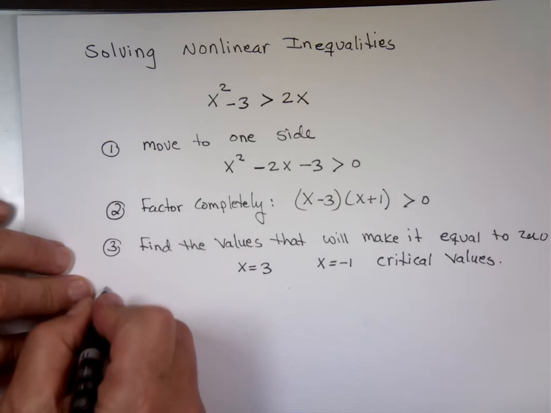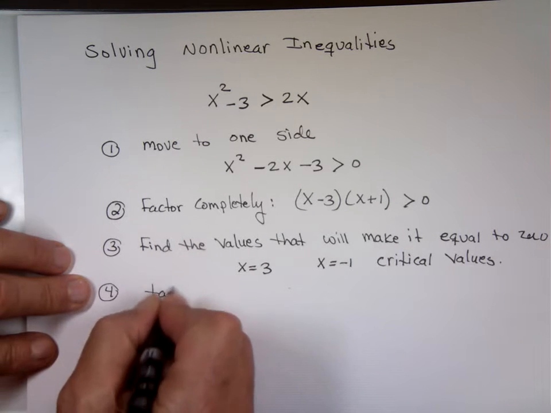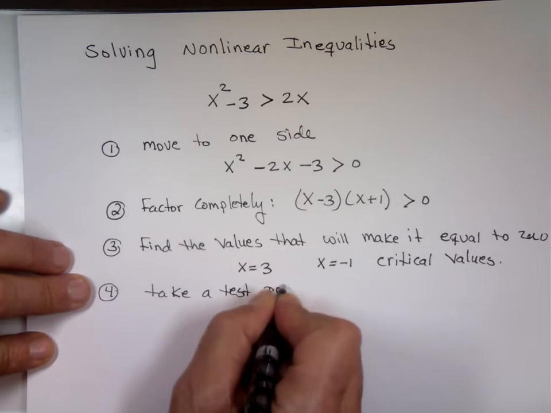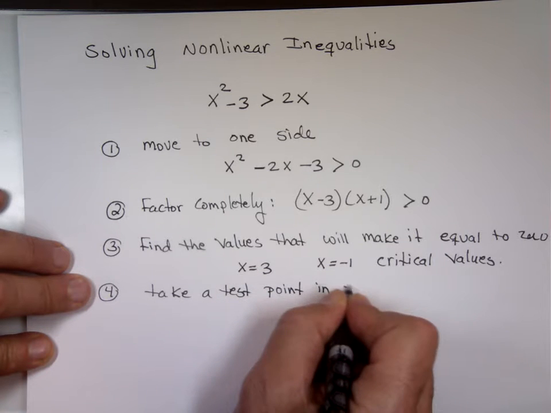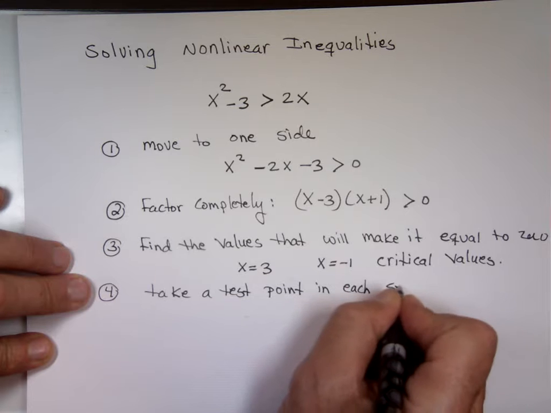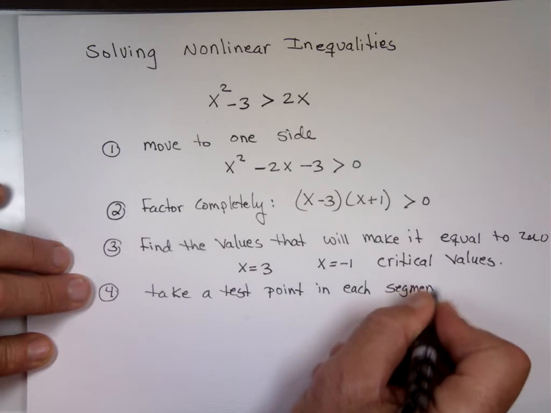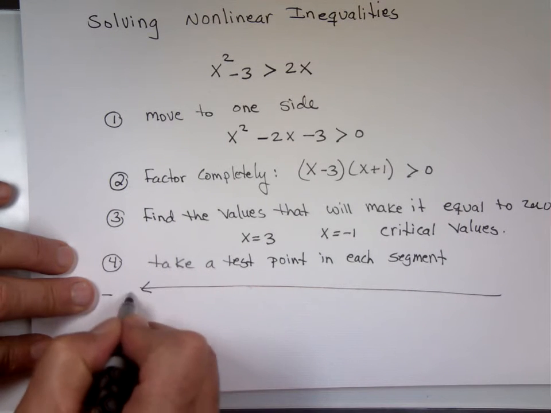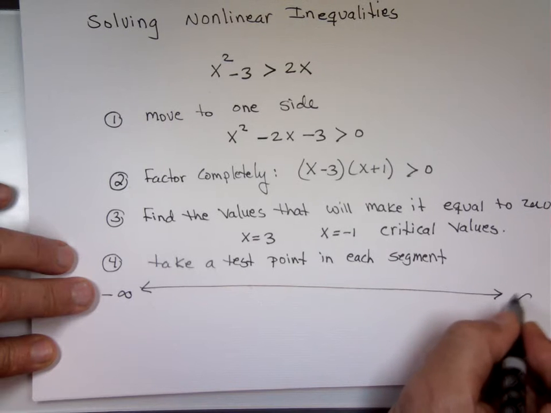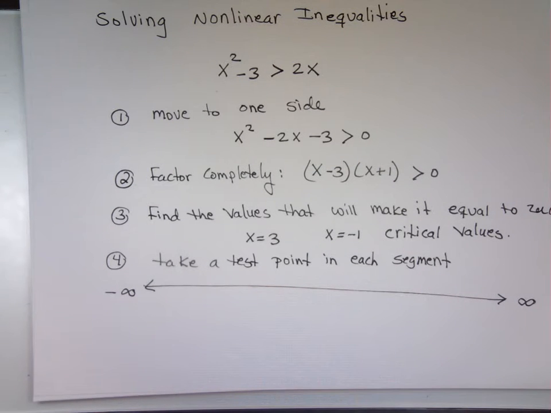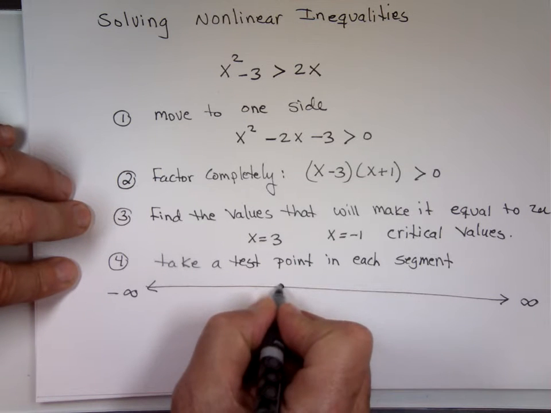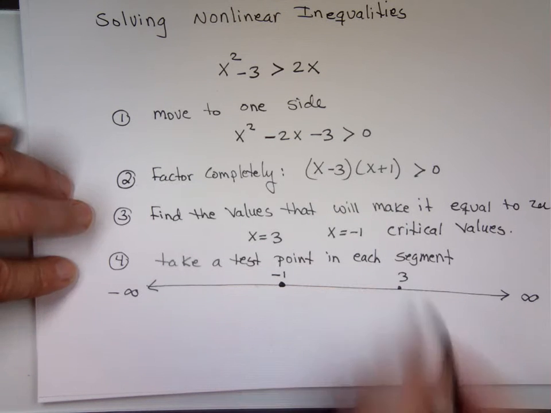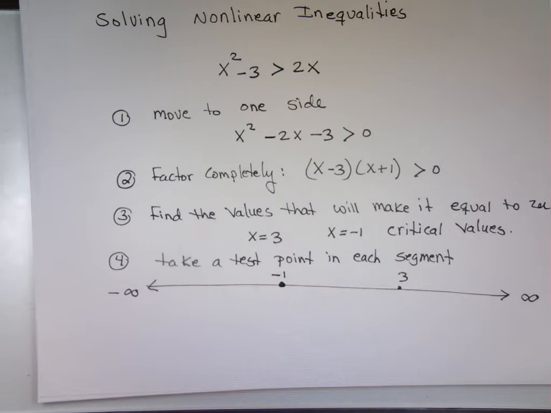And step number 4, which is the last step, take a test point in each segment. What do I mean by that? Here's the number line. This is my negative infinity somewhere here. This is my positive infinity right there. My critical numbers are what? The minus 1 and the 3. These are the numbers we found right here.